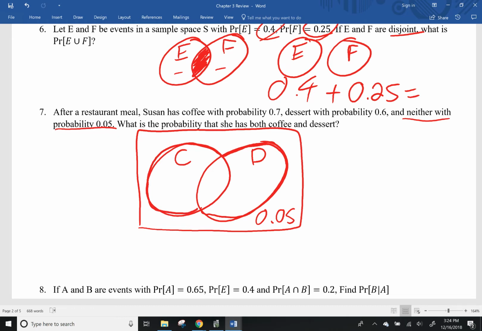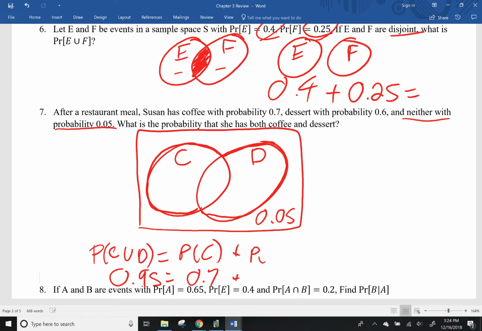So that's the most important statement because it doesn't say the union is 0.95, but it sort of does indirectly. The union of, I'm going to use C and D here for coffee and dessert, the union of coffee and dessert is equal to 0.95. Now, I already know that the probability of coffee is 0.7, plus the probability of dessert, I also just know, is 0.6. And now the question is, what is the overlap region? What is the probability of coffee and dessert? That's the question. What's the probability she has both coffee and dessert?